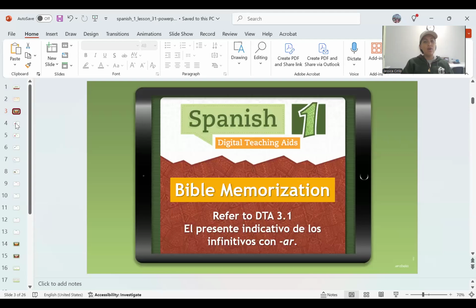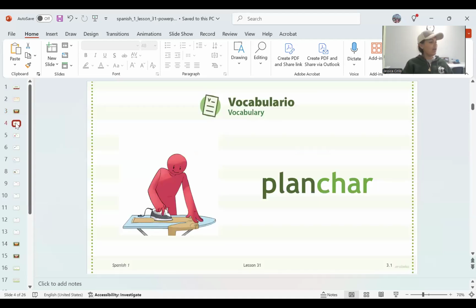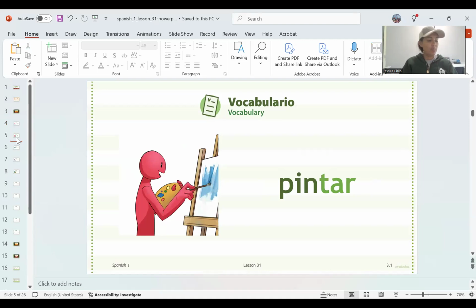Let me see over here. Now we're going to learn or emphasize words 11 through 20 or 21 from your vocabulary list 3A, okay? So repeat after me. Planchar, planchar. Those are on page 75 if you want to follow from there.